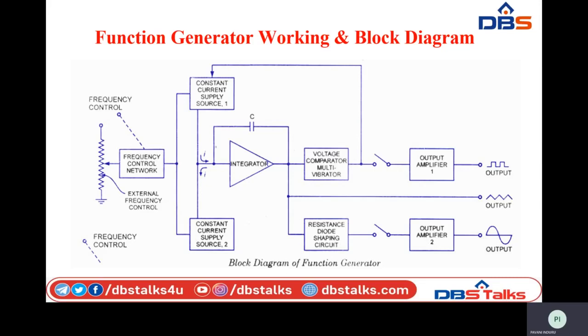That means the output voltage is going to be decreased linearly with respect to time, and hence it reaches the minimum level, which is set by the internal circuitry of the integrator. Then immediately this voltage comparator and multivibrator switches its state and turns off this lower constant current source, and then again connects it to the upper constant current source. Like that, the process can be repeated for the whole period.